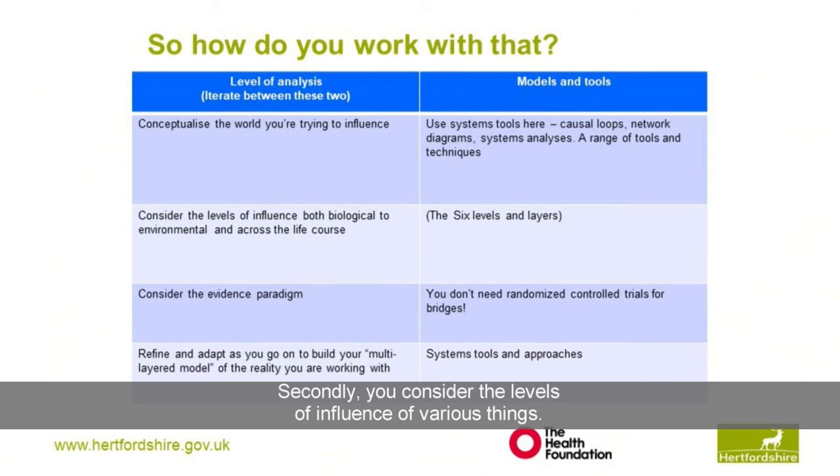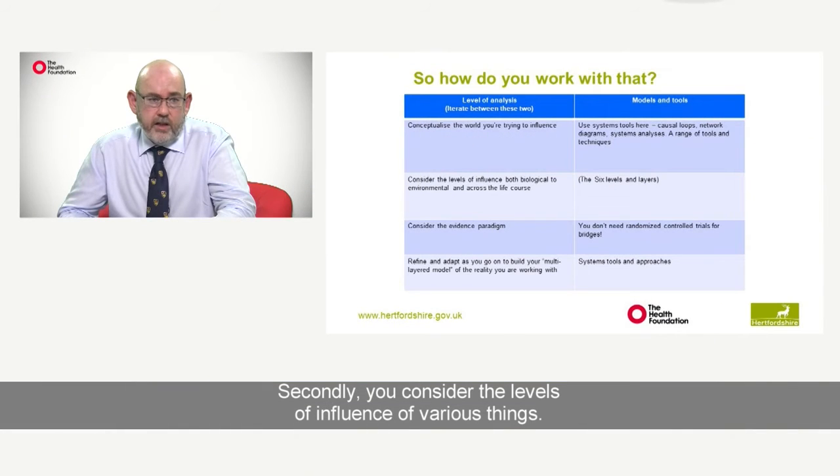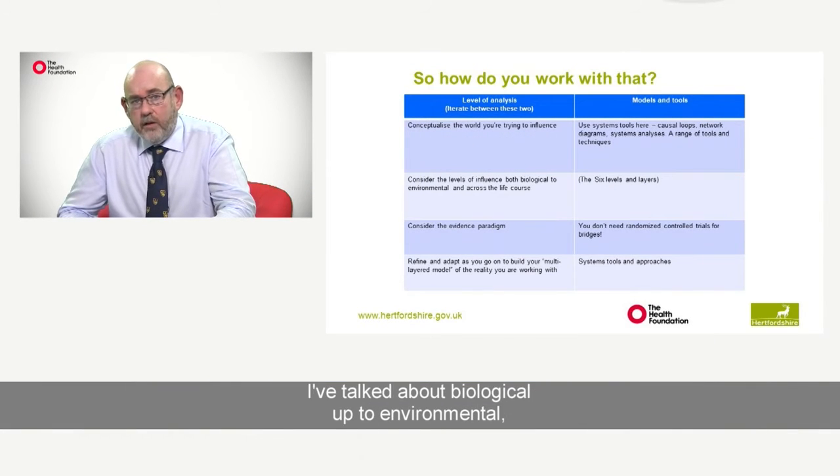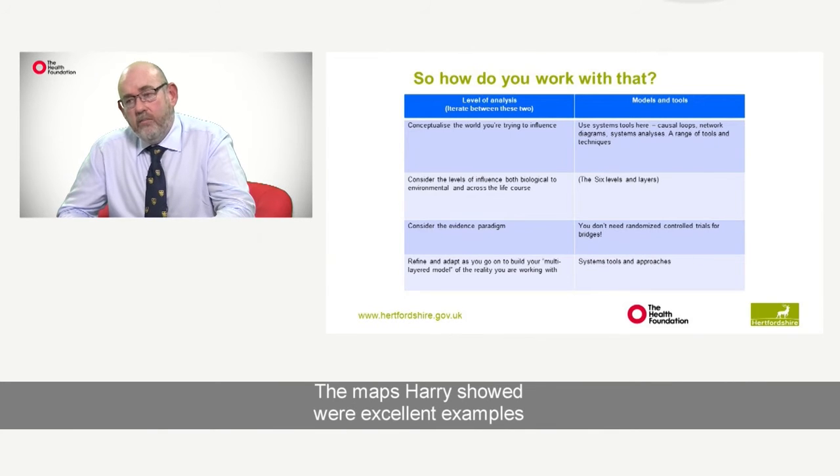Secondly, you consider the levels of influence of various things. I've talked about biological up to environmental, but you could talk about any level of them. The maps Harry showed were excellent examples of some of the influences. Everybody was working on one set of interventions on the right on obesity, but not on the left, which might have been more effective.